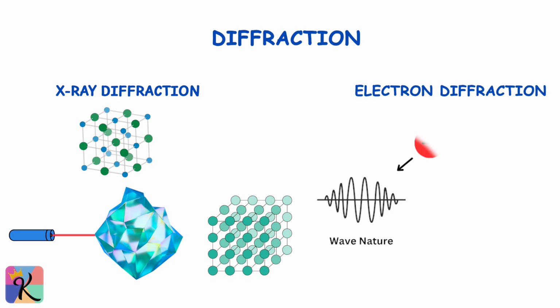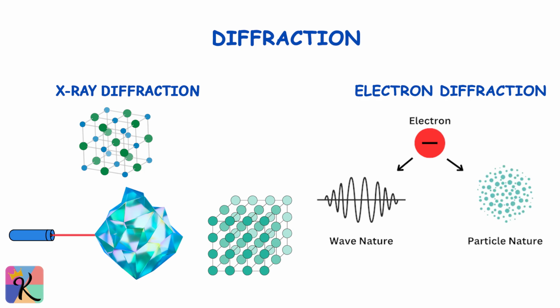Demonstrating the wave nature of particles, electron diffraction is used to study the structure of materials at the atomic level, similar to X-ray diffraction, but with electrons. These applications highlight the versatility of diffraction as a tool for probing the structure of matter at very small scales.